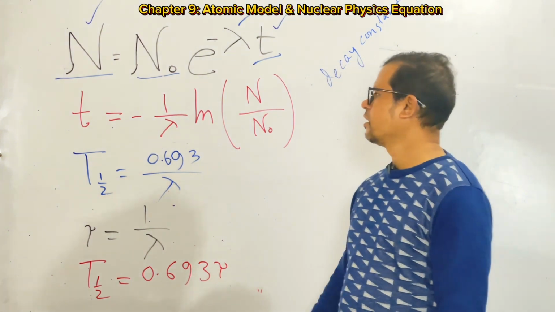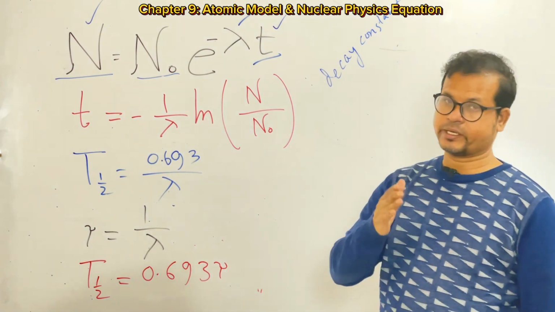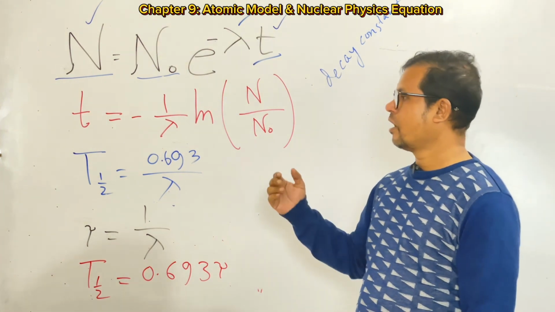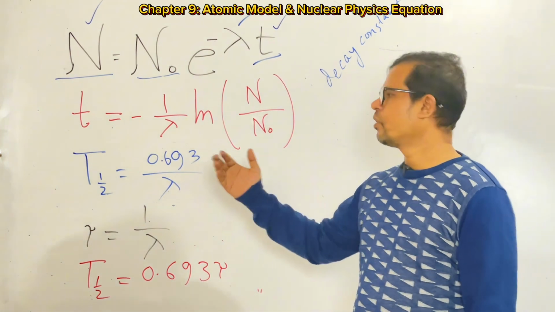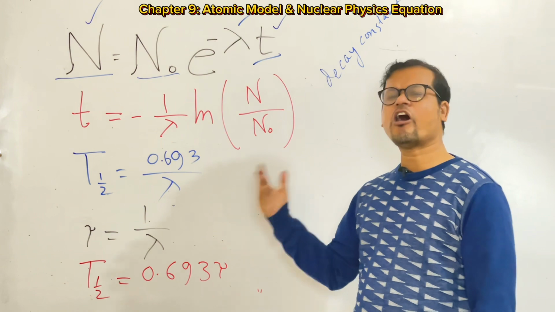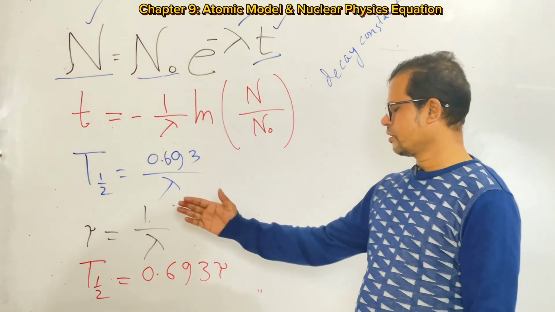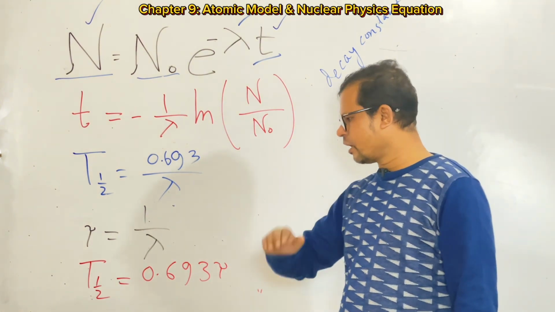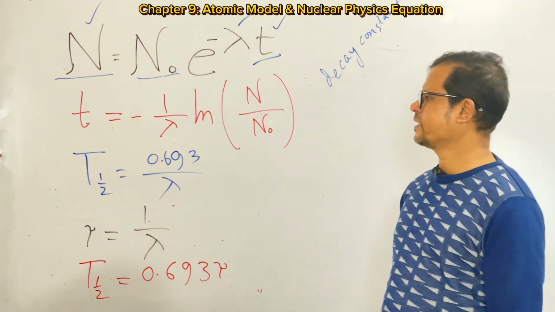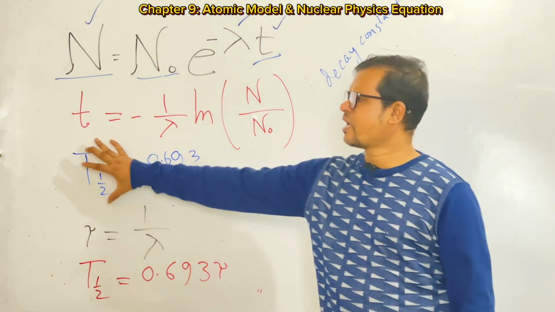Okay, these equations are very important. You have to remember them. Again, in short: N equals N naught e to the power minus lambda t; t equals minus 1 over lambda ln N over N naught; t half equals 0.693 over lambda; mean life tau equals 1 over lambda; and t half equals 0.693 tau. Actually, this sign is the mean life, this is the half life, and this is the time.